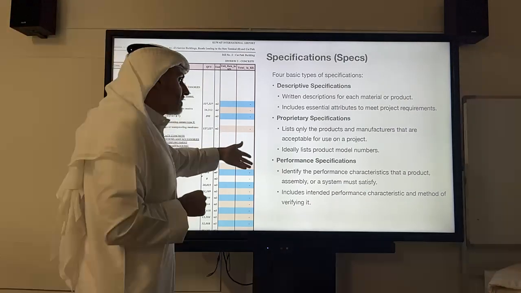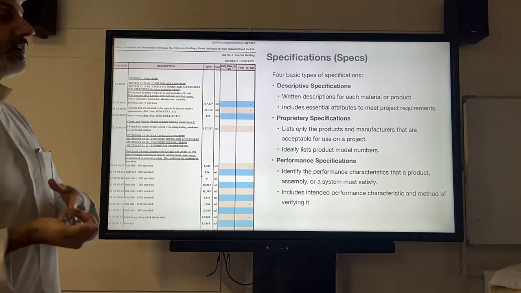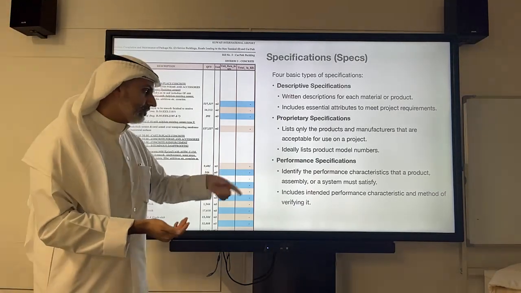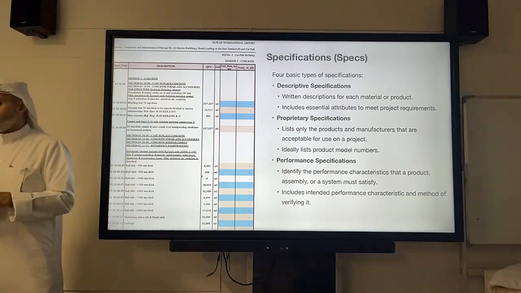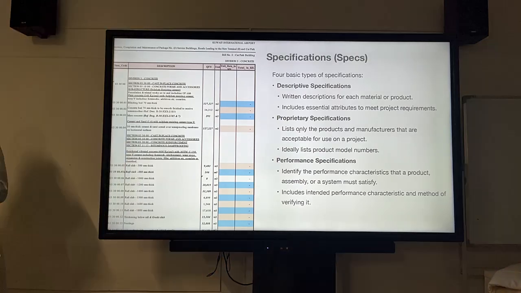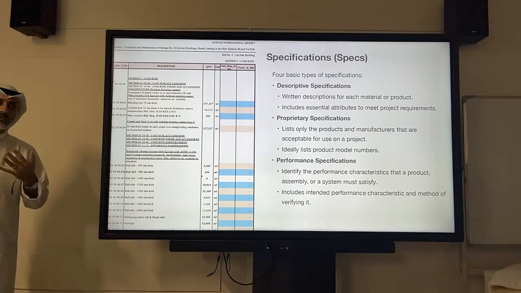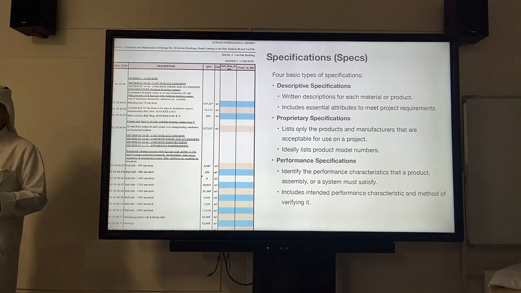Then there are performance specifications. So you identify the performance or the characteristics of that product or item that you want to use. And you can also show the method of verifying it. How are you testing that method? You might say this is what I want, but you have to say how it's going to be tested.